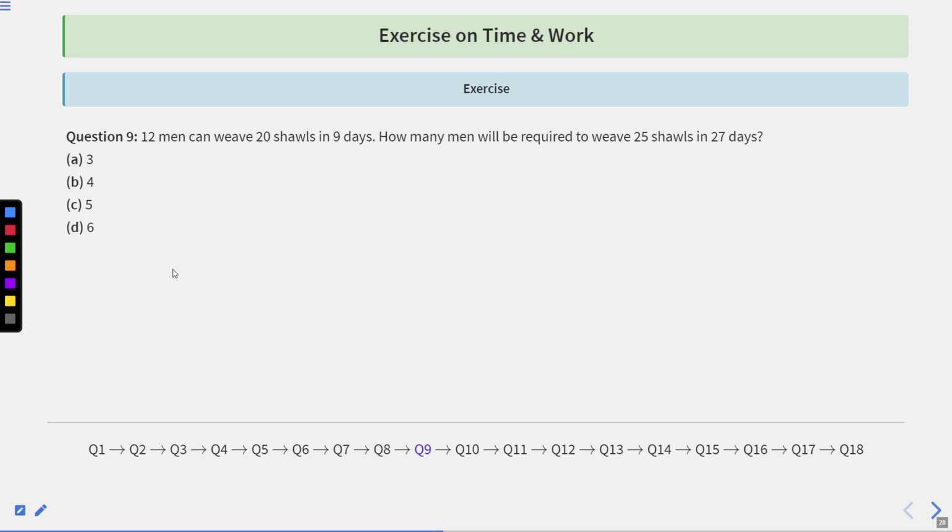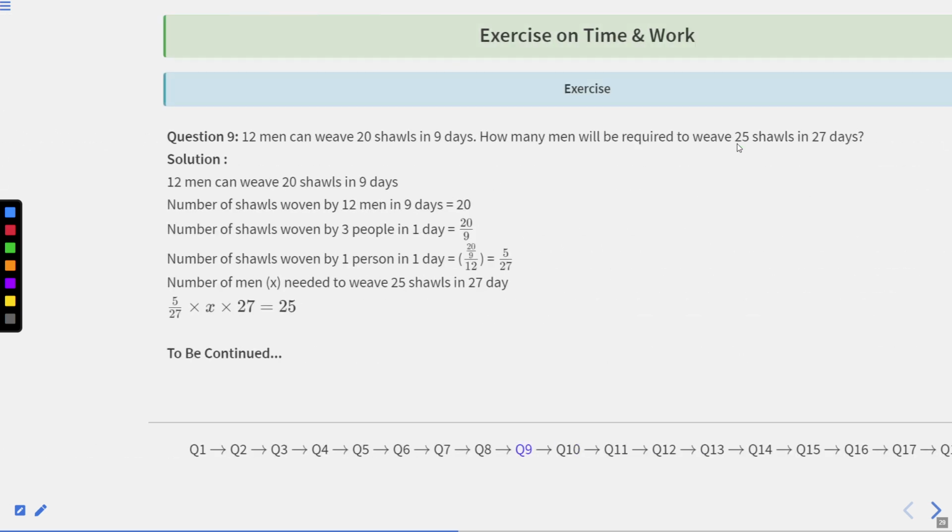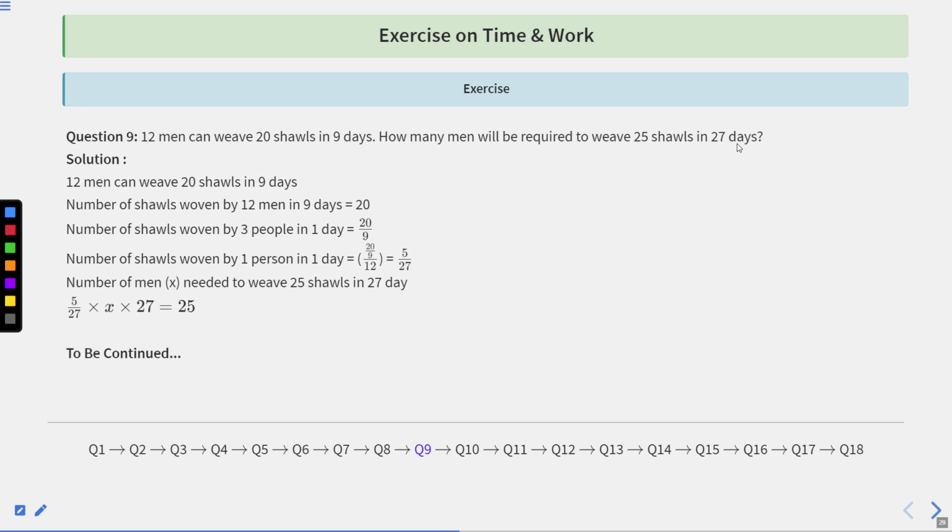Question number 9. 12 men can weave 20 shawls in 9 days. How many men will be required to weave 25 shawls in 27 days? So 12 men can weave 20 shawls in 9 days, that is given to us in the question. So the number of shawls woven by 12 men in 9 days is 20. So this is also given to us in the question.